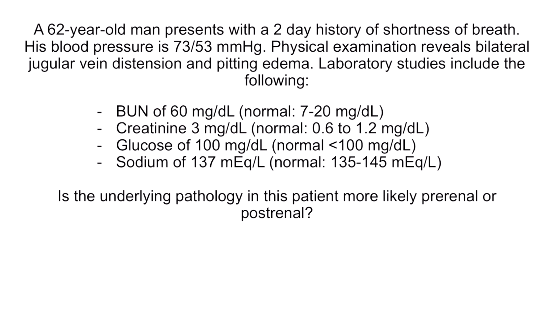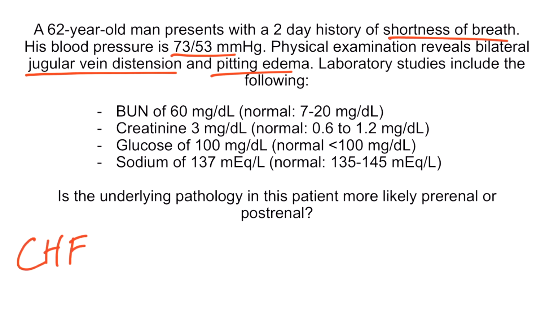A 62-year-old man presents with a 2-day history of shortness of breath. His blood pressure is 73/53. Physical examination reveals bilateral jugular vein distension and pitting edema. Laboratory studies include the following: a BUN of 60, a creatinine of 3, glucose of 100, and a sodium of 137. Now, is the underlying pathology in this patient more likely prerenal or postrenal? So the symptoms the patient demonstrated, low blood pressure, pitting edema, jugular vein distension, and shortness of breath, all indicate likely congestive heart failure.